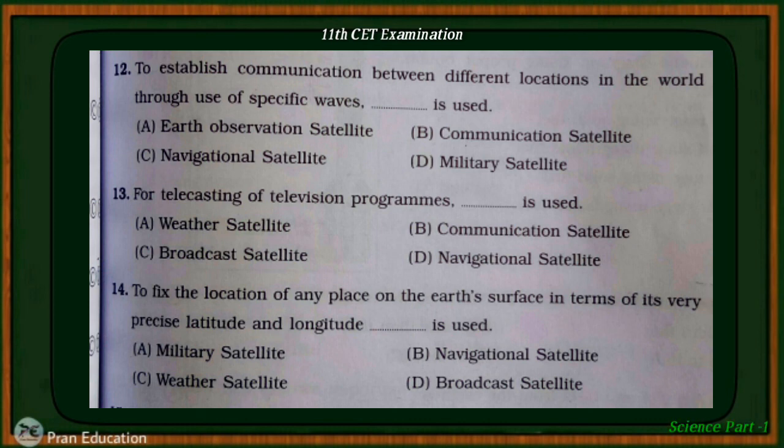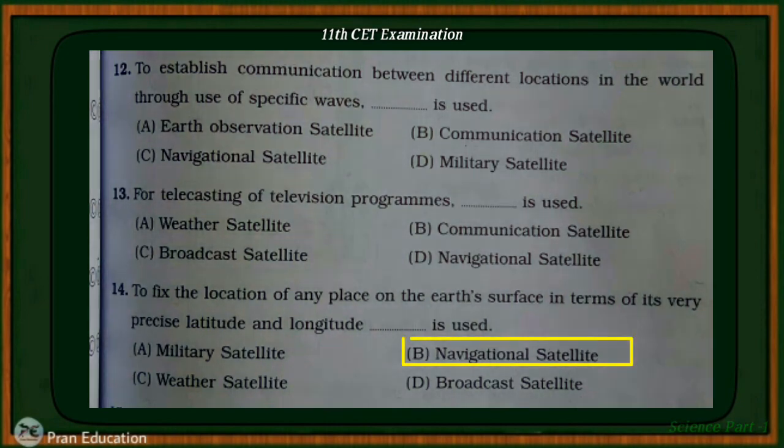Thirteenth, for telecasting of television programs, dash is used. Options: A, weather satellite. B, communication satellite. C, broadcast satellite. D, navigational satellite. The correct option is option C, broadcast satellite. Fourteenth, to fix the location of any place on the Earth's surface in terms of its very precise latitude and longitude, dash is used. Options: A, military satellite. B, navigational satellite. C, weather satellite. D, broadcast satellite. The correct option is option B, navigational satellite.